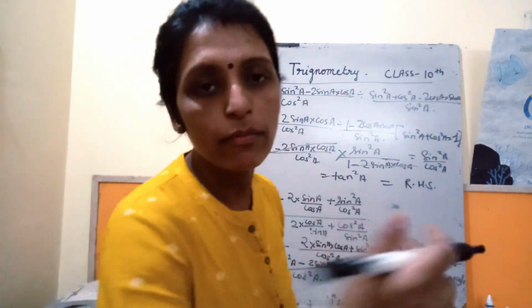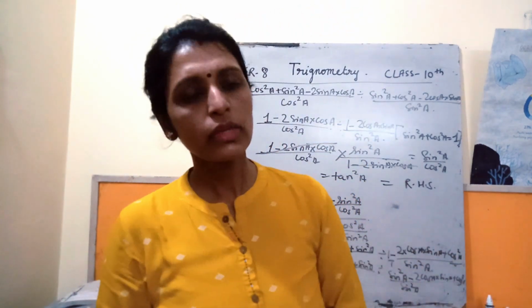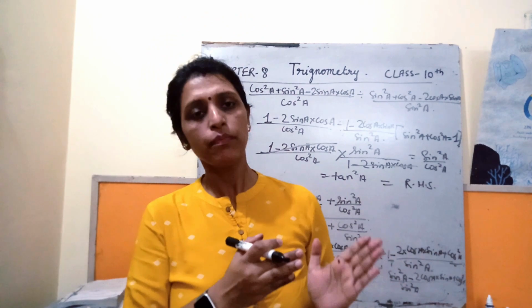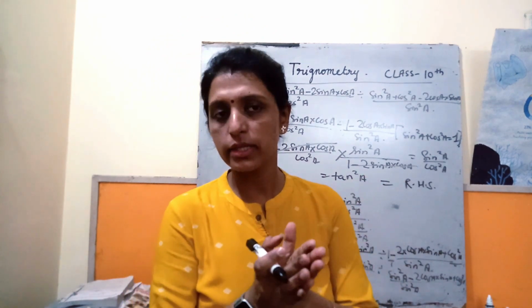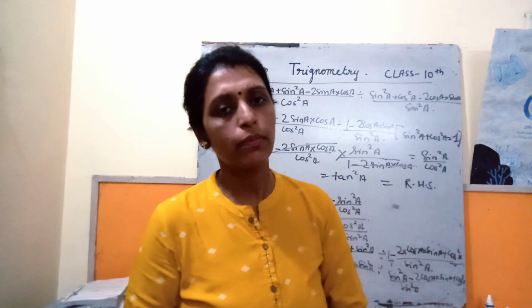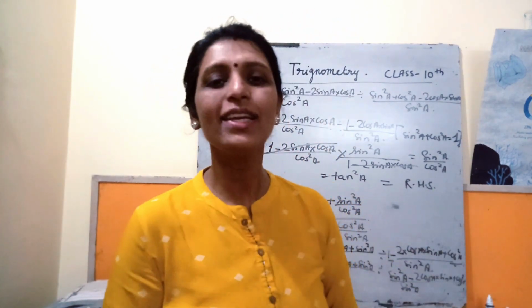Okay, so we have proved that the left hand side is equal to the right hand side. If two identities are equal to the same identity, it means they are equal to one another. Okay, it implies that the other two identities are also equal to one another.